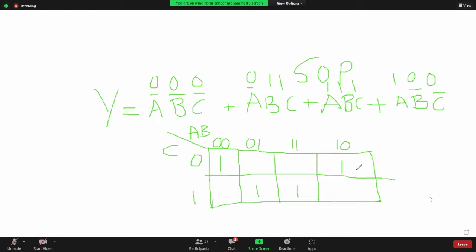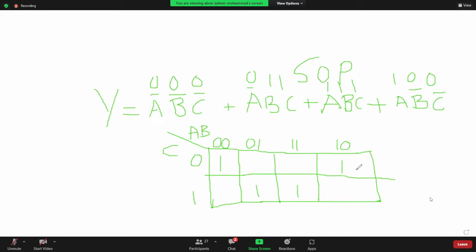Excuse me, sir. Yes. Sir, and what about the blank boxes? We have to leave them as they are? You can enter the zeros there, or you can leave them as they are. Okay. Yes, sir. Thank you.